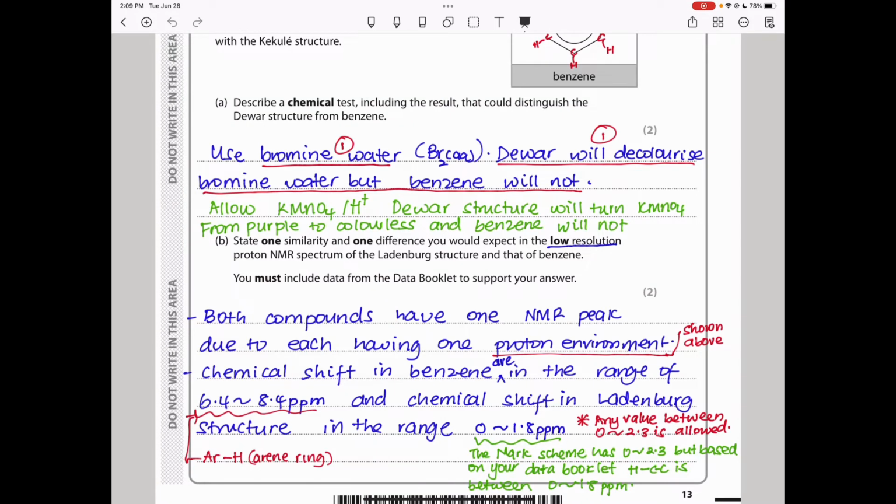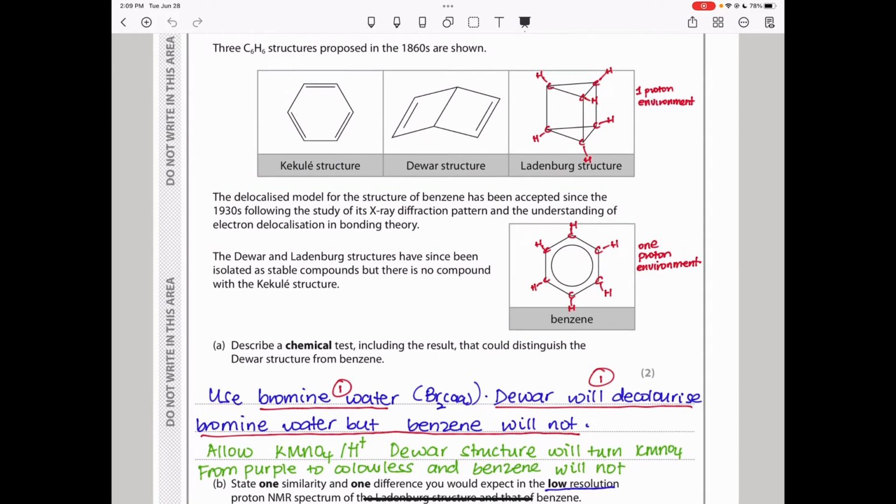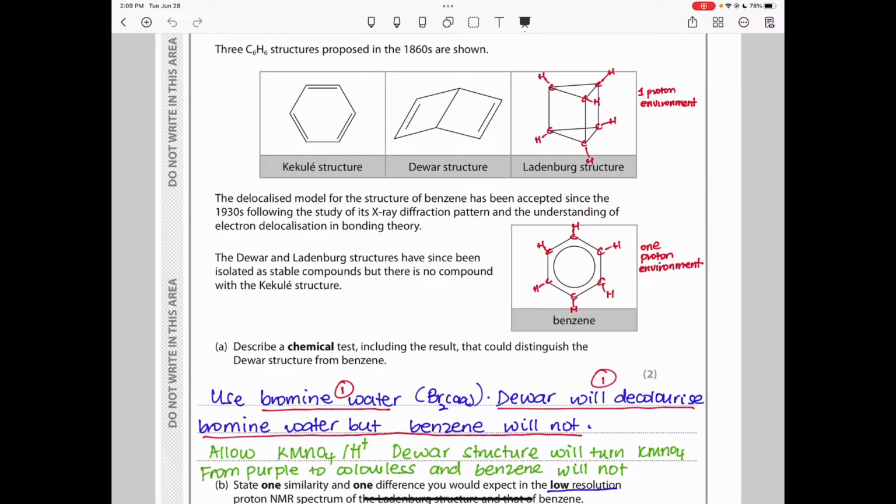The next part says, state one similarity and one difference you would expect in the low resolution proton NMR spectrum of the Ladenburg structure and benzene. Low resolution proton NMR, we have to look at the environments. How many environments do they have? You can see that in benzene everything is the same. They're all identical. So we expect to have one proton environment. So in the low resolution NMR there will be just one peak.